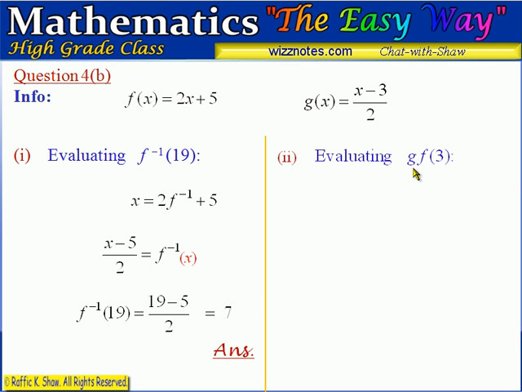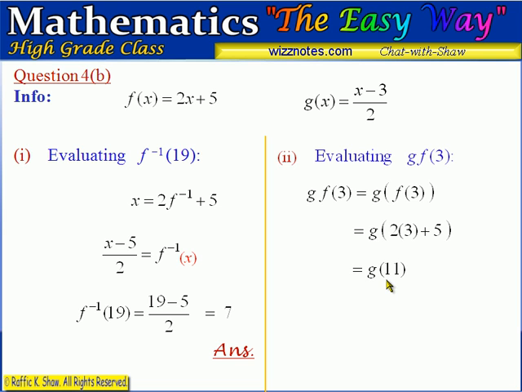Now in part 2, we're required to find g of f of 3. Now g of f of 3 is a composite function, which can be written as g of f of 3. So it means we are calculating f of 3 first. It really means f of 3 followed by the function g. Now f of 3 is obtained simply by substituting 3 for x in this function here. And when we do that, we end up with g of 2 times 3 plus 5, which is f of 3. And 2 times 3 is 6, plus 5 makes 11. So this becomes g of 11.